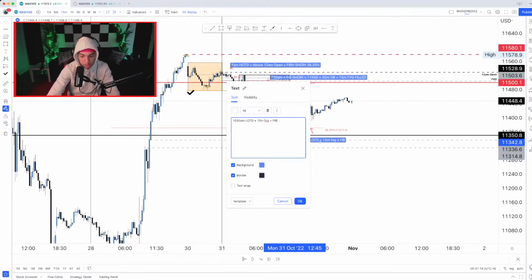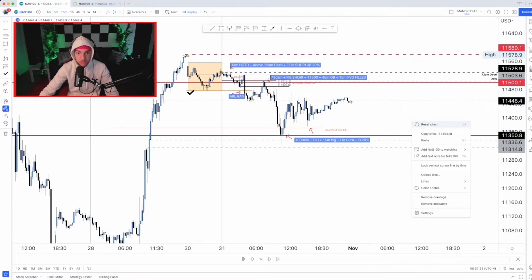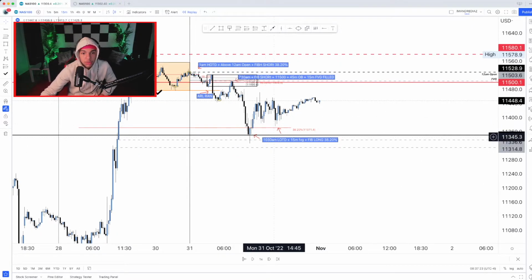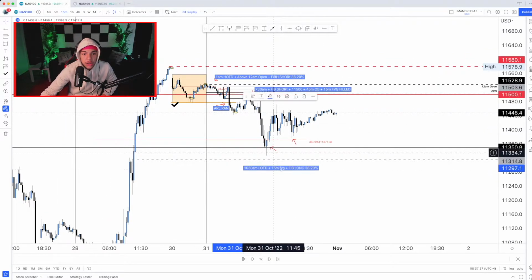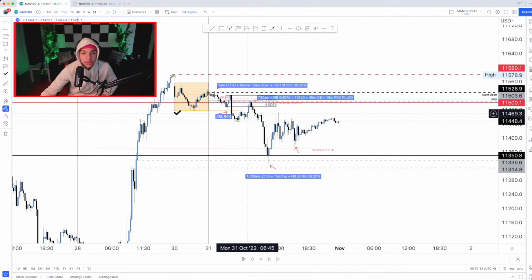We had the fib long, 38.20% rejection from the previous day's low to the previous day's high. And as you can see, price kind of moved from here. So let's say you didn't catch this low of the day, because this would have been the ideal move to catch for a buy if you didn't catch any of these shorts.